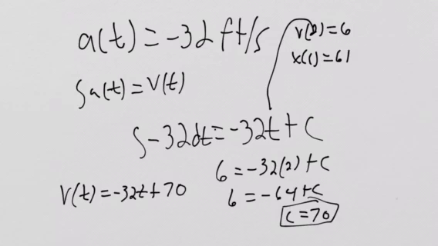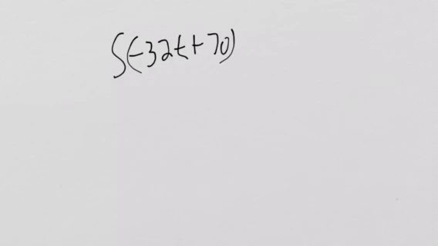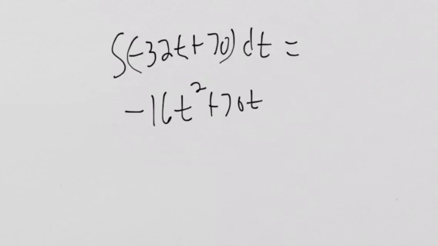So next I have to integrate that to get position, and I'm going to get another plus c that I can solve for with this information, x of 1 equals 61. So we are going to do the integral of negative 32t plus 70 dt, and that's going to be equal to negative 16t squared plus 70t plus c.